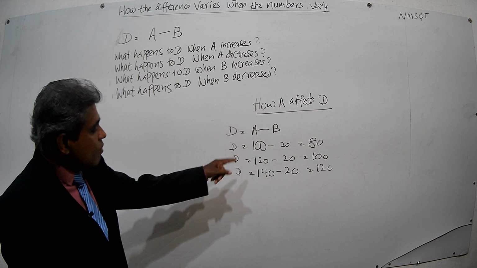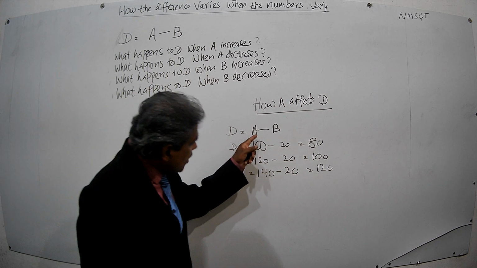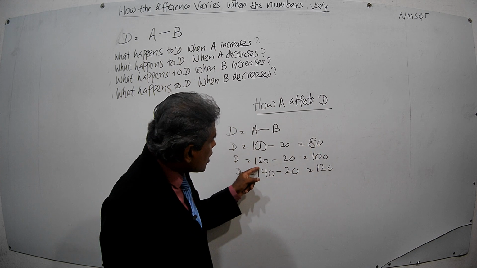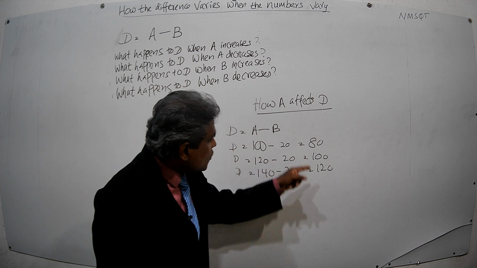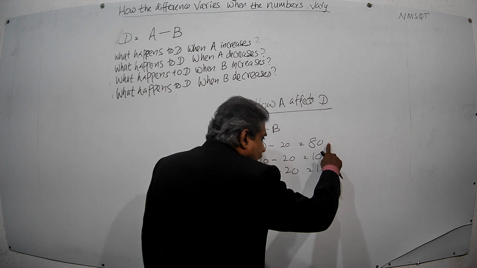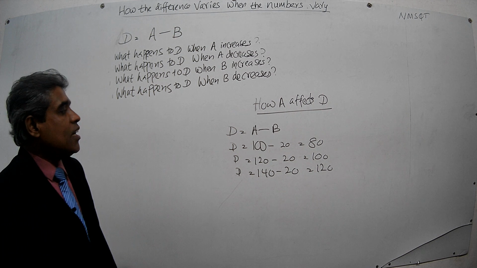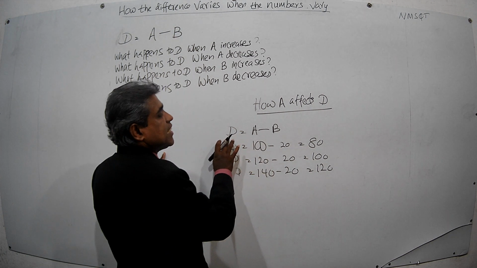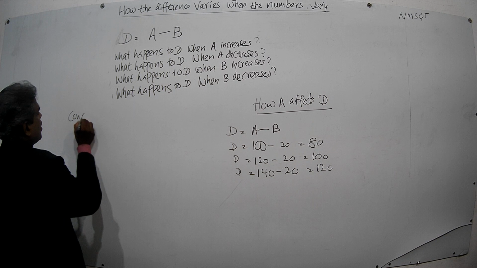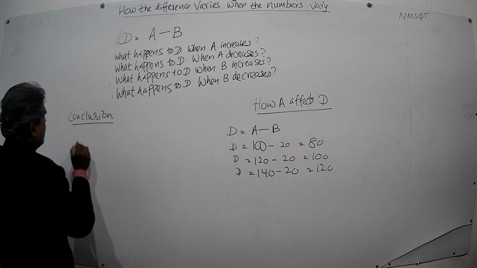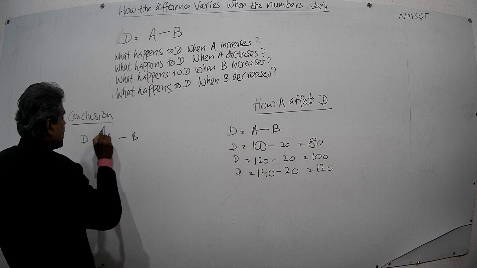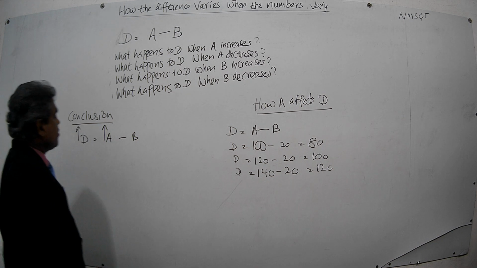All right. Now it is very clear. When a increases, what happens to d? D increases here. When a is 100, d is 80. When a is 120, d is 100. When a is 140, d is 120. When a increased from 100 to 140, d has increased from 80 to 120. So therefore, we can conclude that when a increases, d increases. I write here the conclusion, right? When a increases, d increases. Okay.